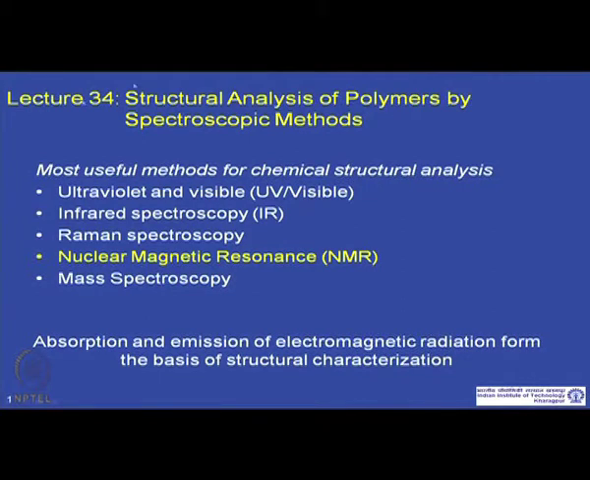So, in this chemical structure analysis, we will mainly be discussing the spectroscopic techniques by which we analyze the chemical structures, including the microstructures of polymer molecules. Out of the listed spectroscopic methods, we will mainly discuss the NMR techniques, and we will briefly mention UV-visible and IR spectroscopy, and we have discussed mass spectroscopy in the last class.